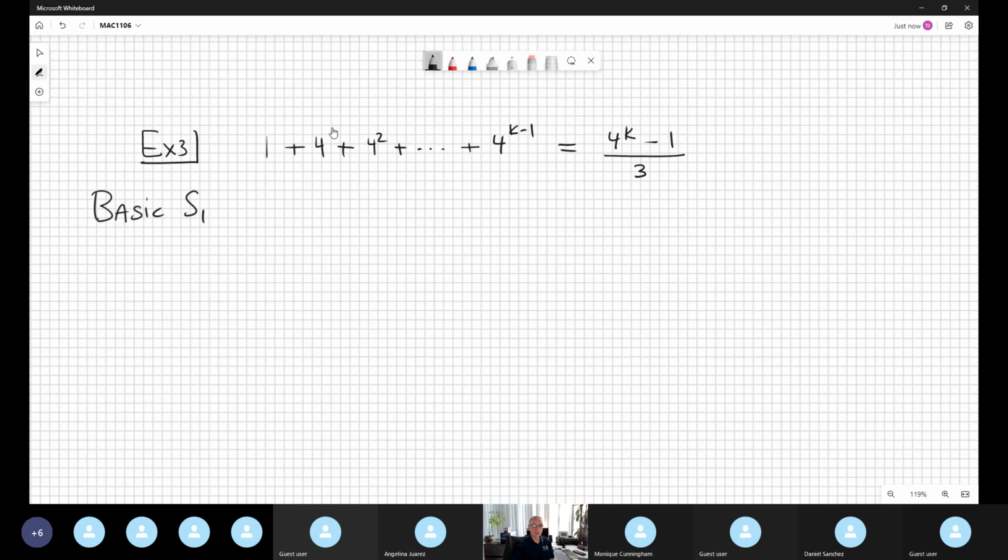You take in the left-hand side, the first element is 1, and in the right-hand side, you plug in K for 1. In this case, I'm using K. No, much better M. Sorry, I suppose I put M. K is the intermediate one. Okay, and you replace M for 1. Then, 4 minus 1 divided by 3. 4 minus 1 is 3. 3 divided by 3 is 1. And 1 is equal to 1 is true.